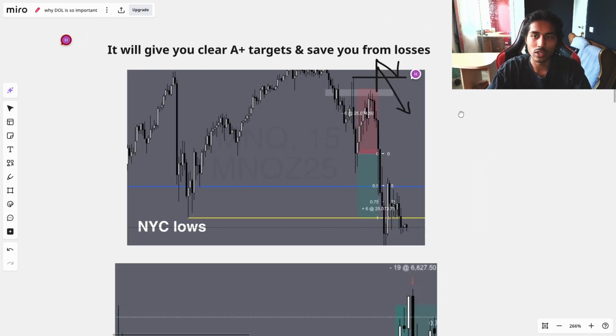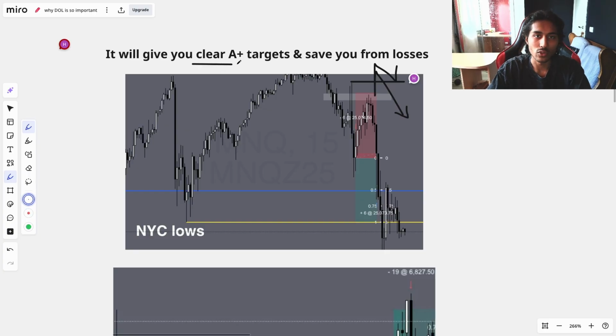So what drawn liquidity actually gives you is clear A+ targets. That's what it gives you. It gives you A+ targets, and for example here, New York lows. Session liquidity is one of the strongest drawn liquidity points. So that is what you want to target. This right here was New York lows. I targeted New York lows and then it eventually hit.